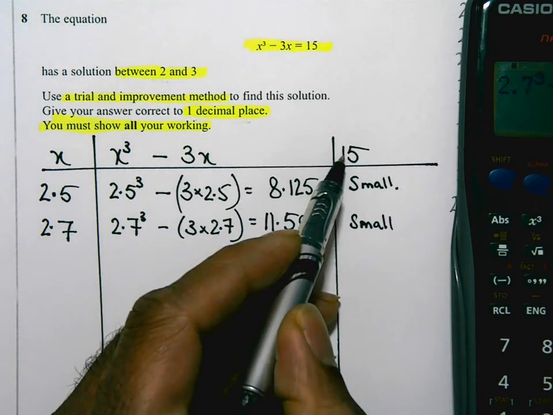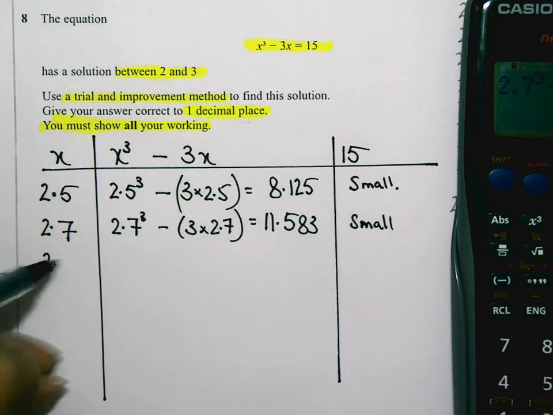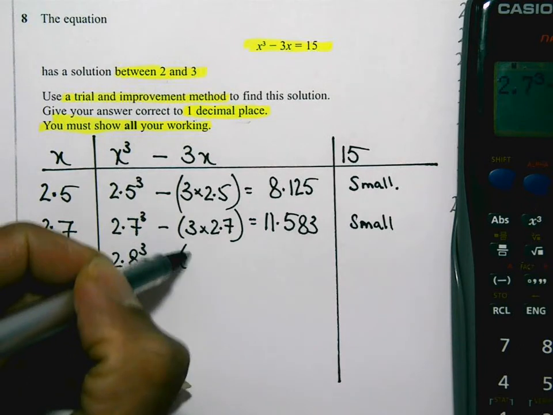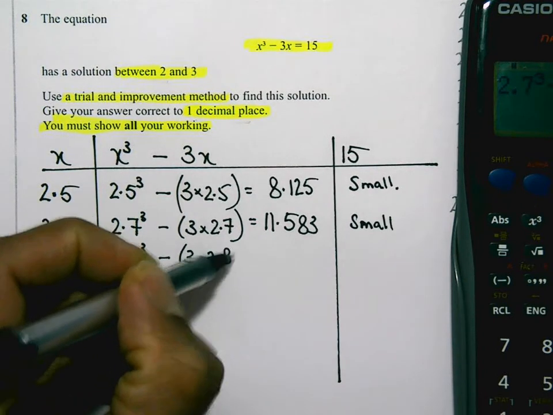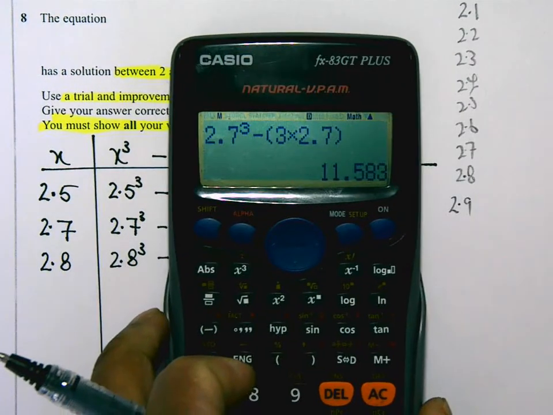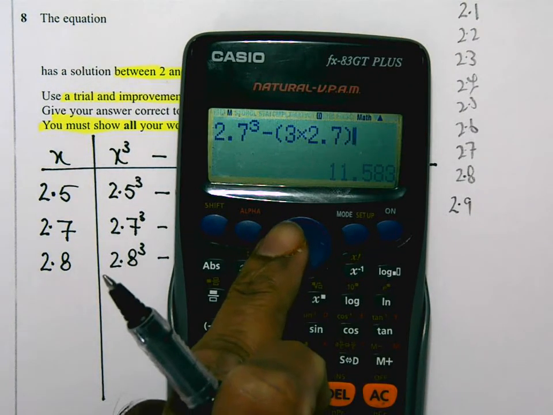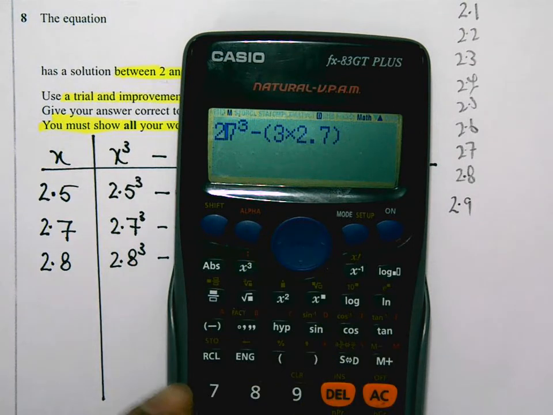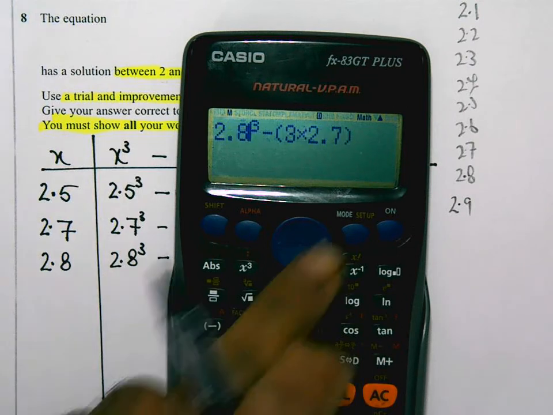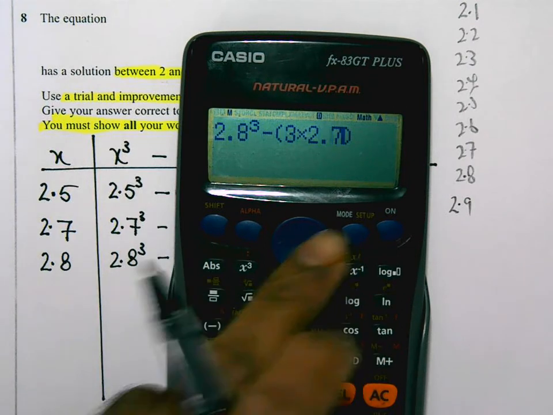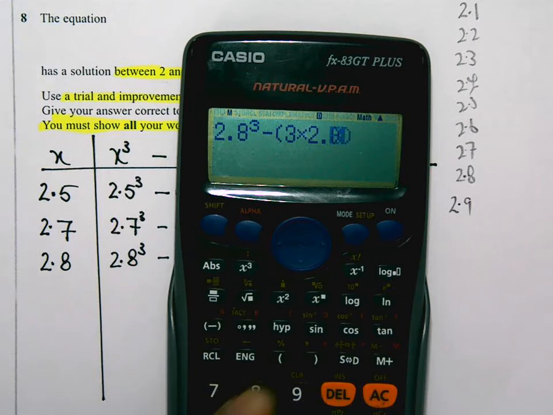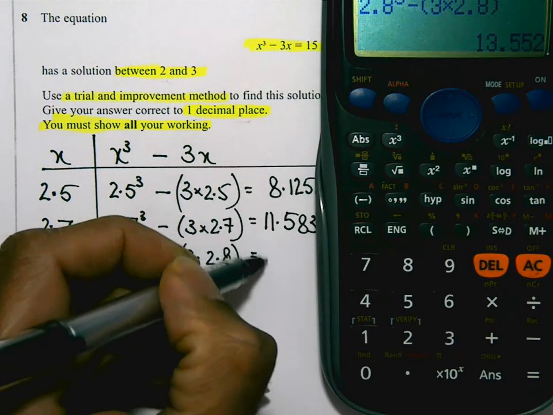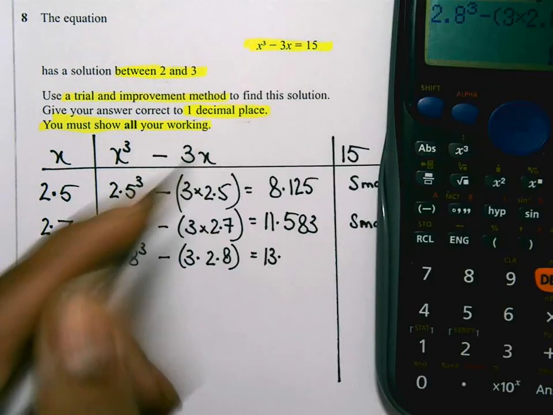I'm going to try now 2.8. So 2.8 cubed, take away 3 times 2.8. And I'm just going to go ahead and do it. I'm not going to talk through this. Good. You could see what I'm doing. Now, in this case, it's 13.552, still too small.